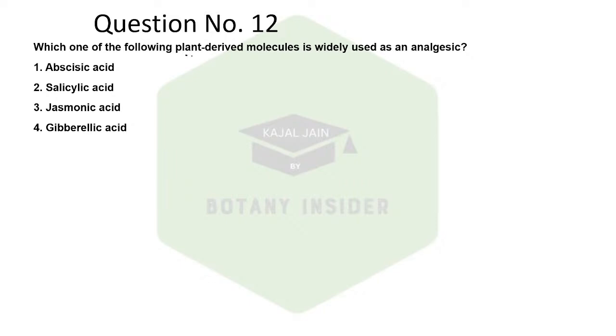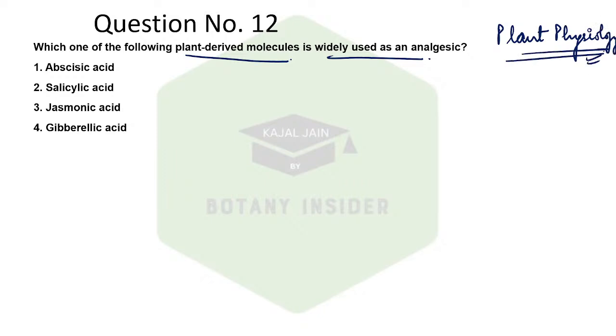Which of the following plant-derived molecules is widely used as an analgesic? Okay, it's a question from your plant physiology. This is one of the most scoring and most important units from your exam point of view. Give it a try to the question, everyone. Analgesics correlate to the compounds that are released by each of the plant hormones. First one is abscisic acid, which is a stress hormone. Second is salicylic acid. Third is jasmonic acid, which releases volatile compounds. Then you have gibberellic acid, which has a major role in germination, right? So try to correlate. Analgesics are what?